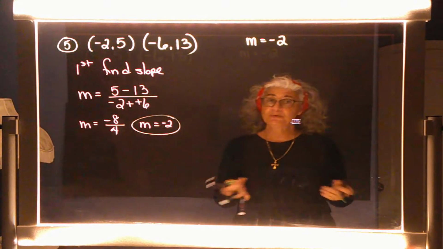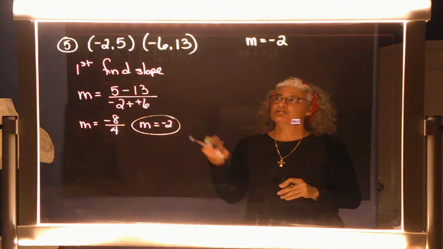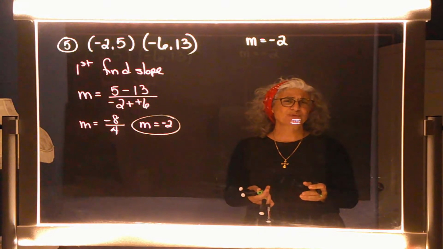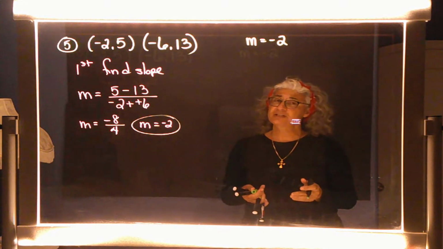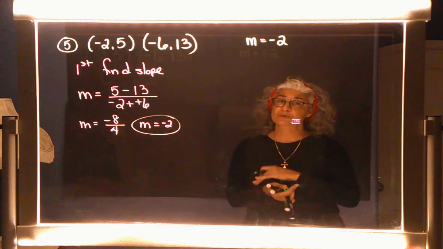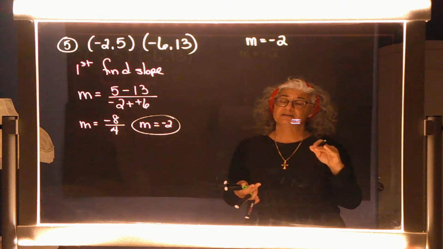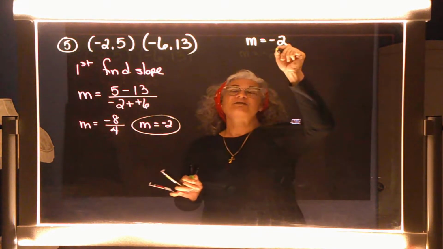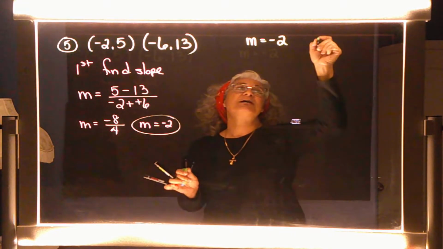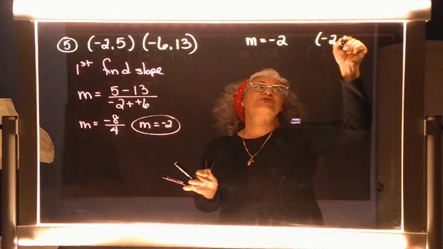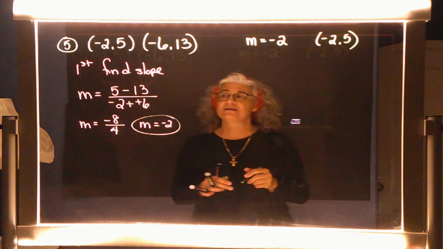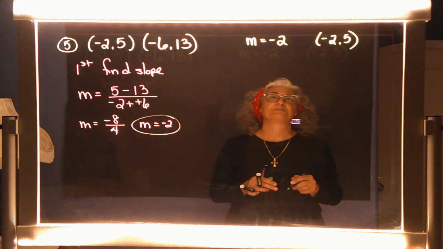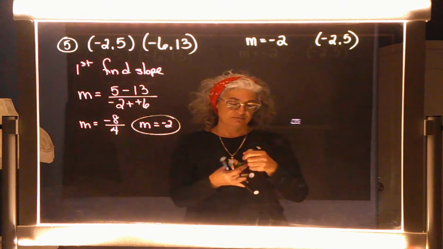And now I need a point. Do you think it matters which point I choose? It shouldn't, right? Because both points are supposed to lie on the same line. So, just watch a second. I'm going to take the slope -2 and I'm going to use the point -2, 5 with it. Good? All right. So now watch.